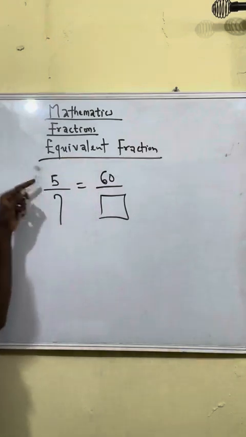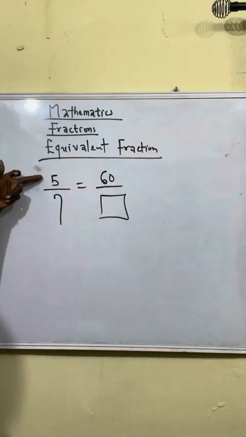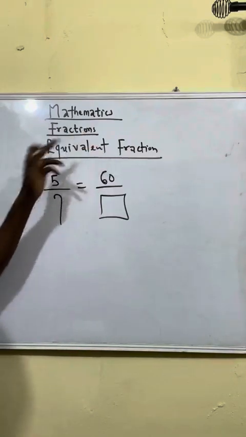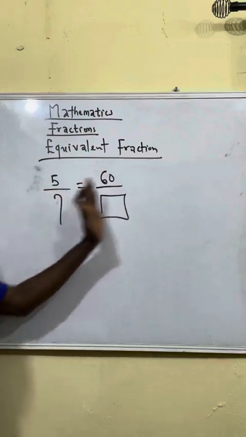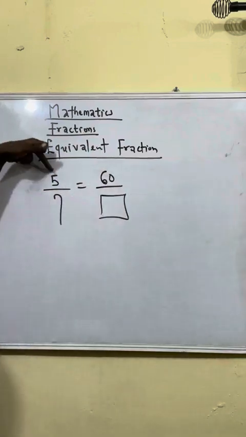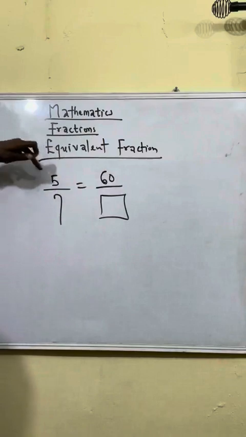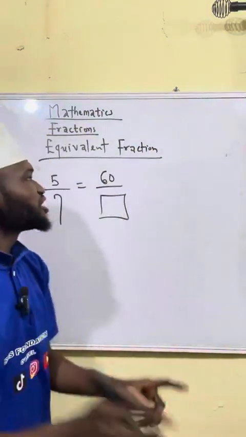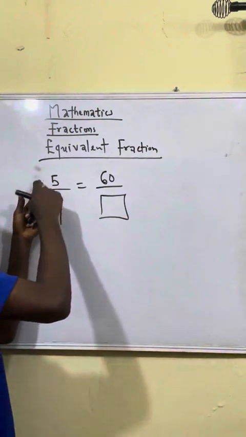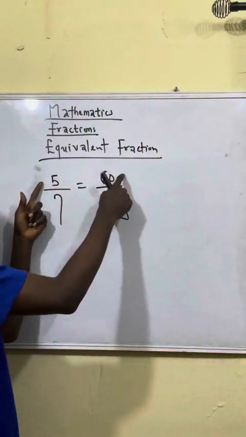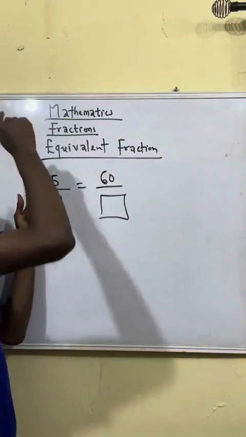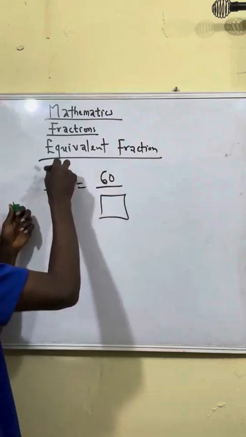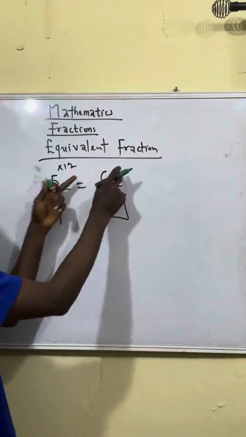So you will consider the top. This is 5. How does it become 60? We want the two sides to be numerically equal. How does 5 turn to 60? They must have multiplied it. Only think of multiplication or division. It means they must have multiplied this 5 by a particular number to get 60. What is 5 times what will produce 60? That's 12. 5 times 12 will produce 60.